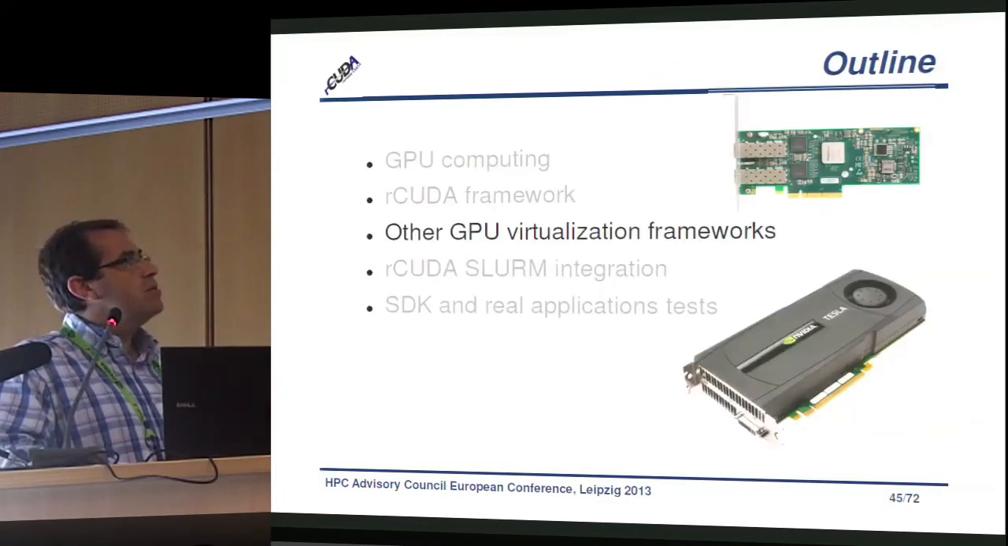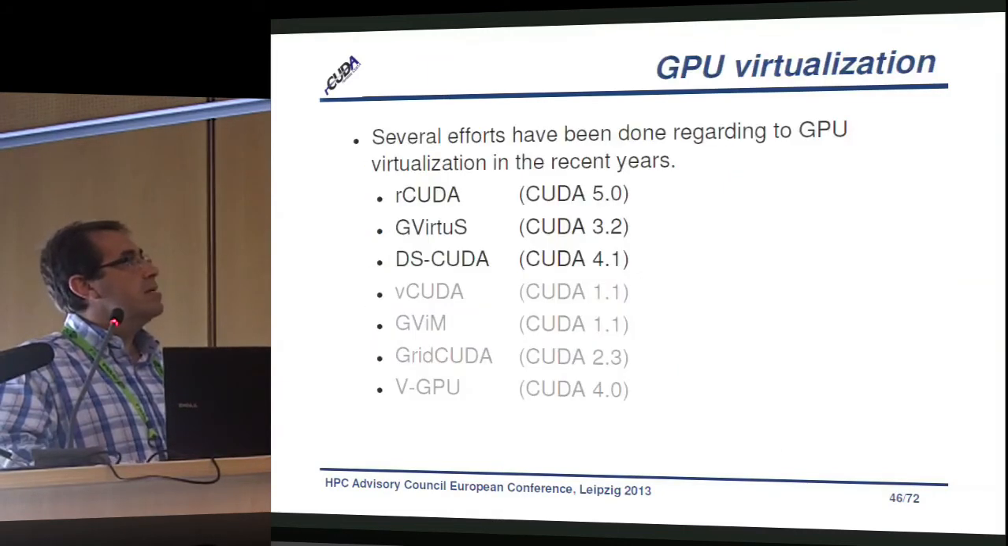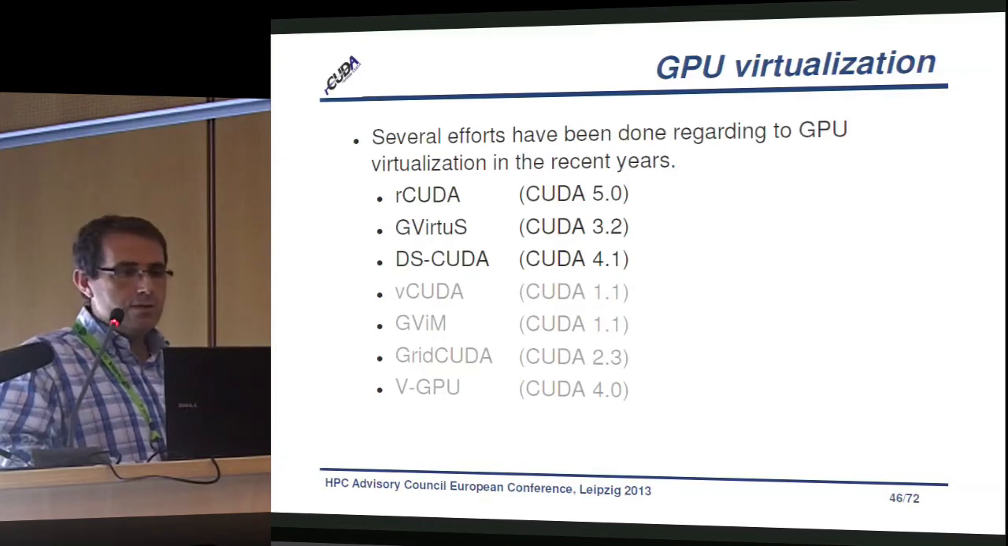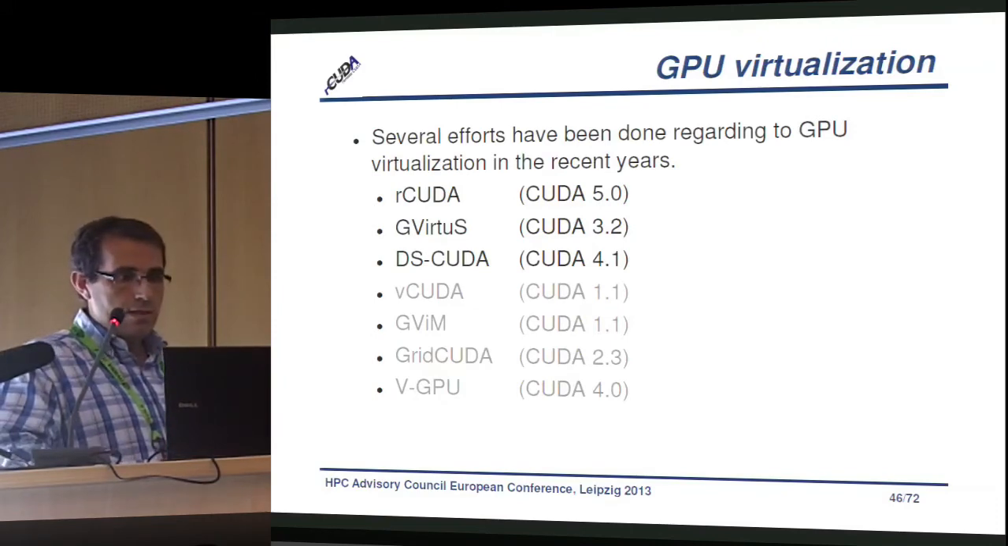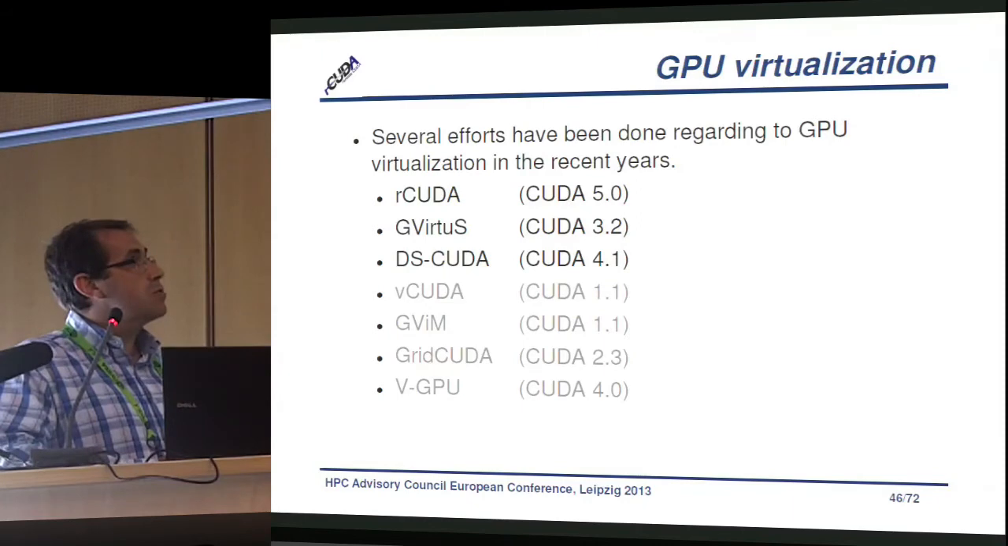Okay, there are other GPU virtualization frameworks. In fact, this is what we have found in our study. You can see here which version of CUDA they support. Our rCUDA supports CUDA 5.0, and there are others: gVirtuS, gCUDA, vCUDA, GViM, and GridCuda are more focused on virtual machines, and vGPU is a commercial product. We have put these in gray because we were not able to test them, but we have tested rCUDA, gVirtuS, and gCUDA.